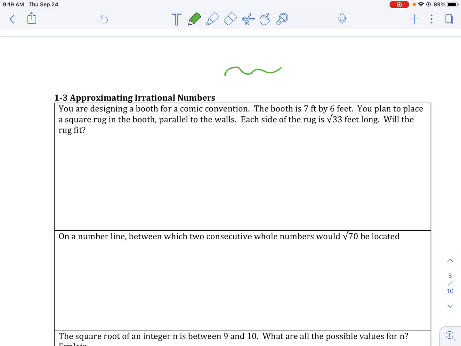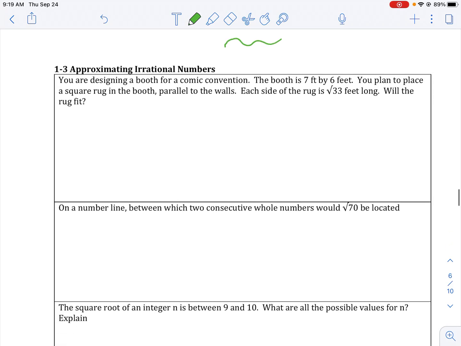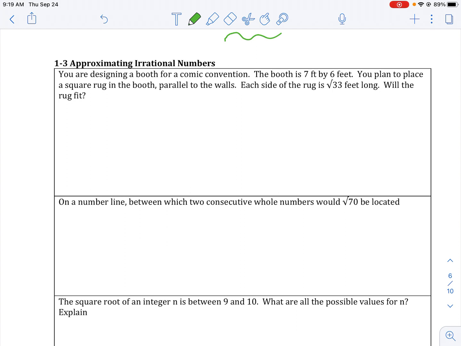Okay, so in this section, the question says, you are designing a booth for a comic convention. The booth is 7 feet by 6 feet. So here is 6 feet, here is 7 feet. You place a square rug in the booth parallel to the walls.